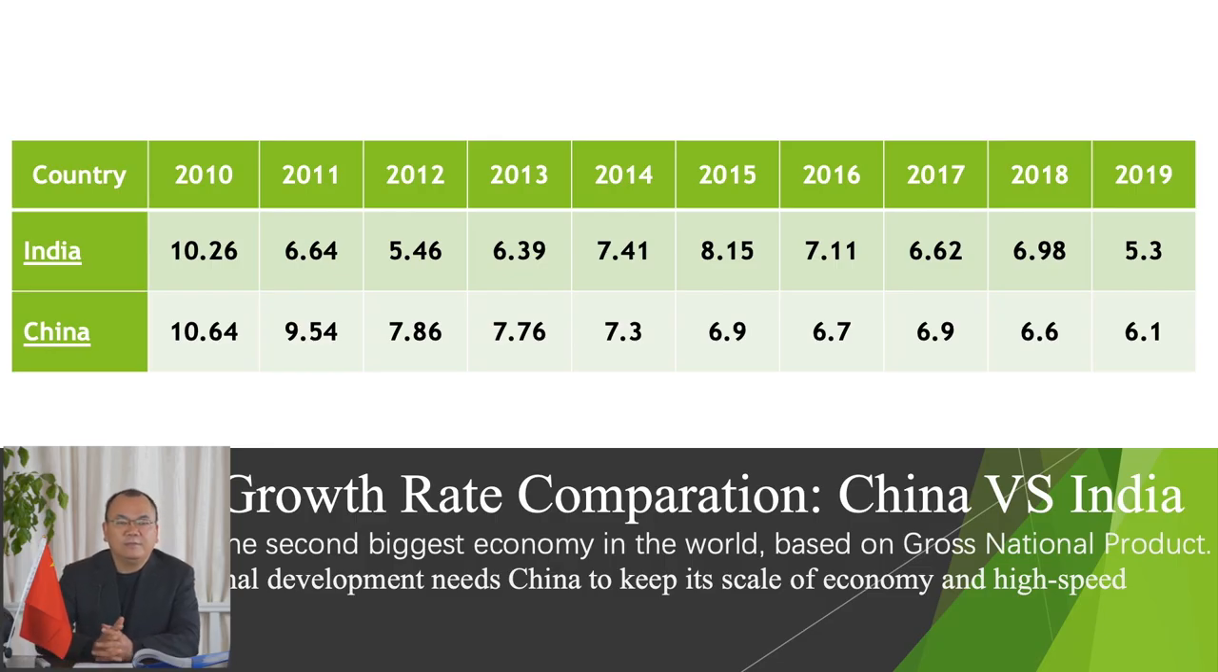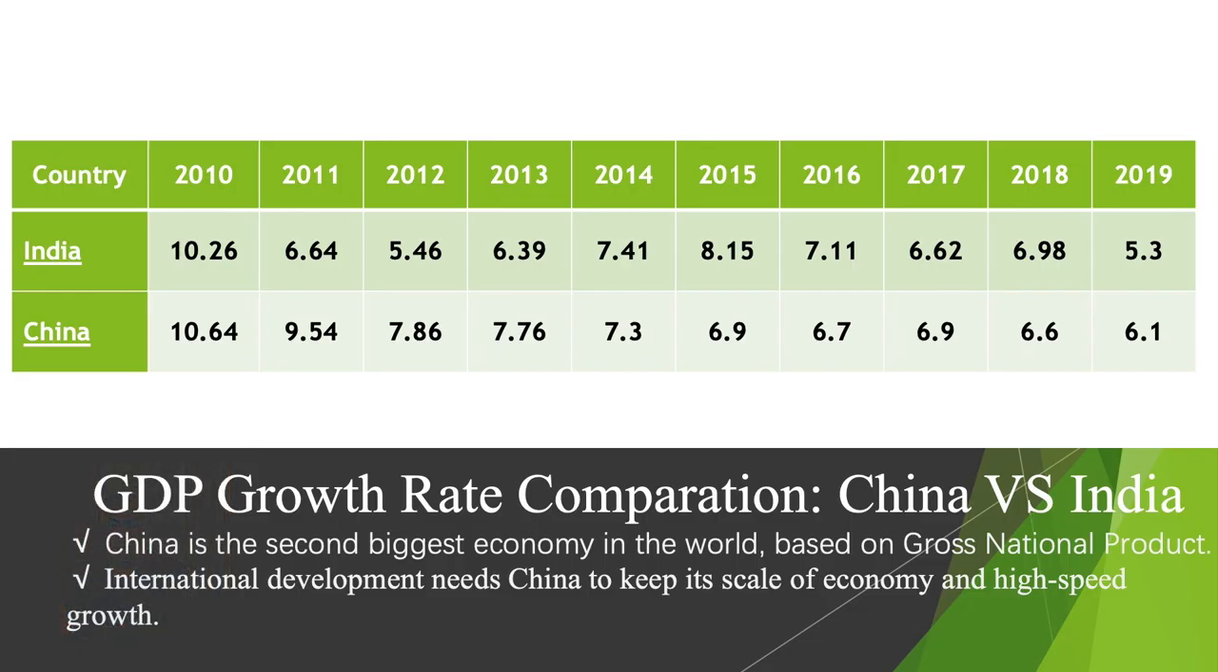So in the world, we have 2 big countries. The first is China, then India. And in this table, we made a comparison between the 2 countries about their GDP growth.